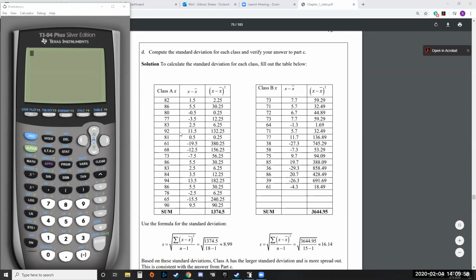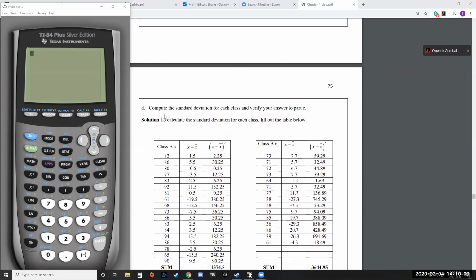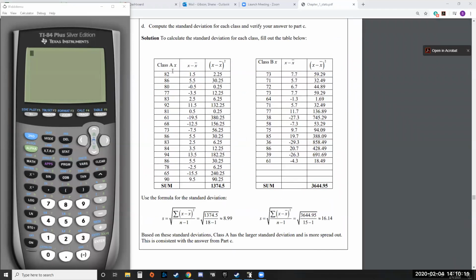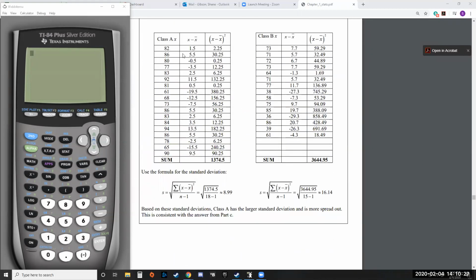And so if you went through this table by hand, you'll kind of figure out what's going on. I just wanted to walk you through roughly how they get this table, right? So we already have our mean, which was 80.5. And in here we have all the class A's data, and in the second column we have x minus the mean. So each x is going to be each data value, like 82, 86, and 80. And x bar is the mean that we found above, which was 80.5. And so for this first entry here, we're going to use 82 minus 80.5, and that's how we get this entry of 1.5 right here, right?